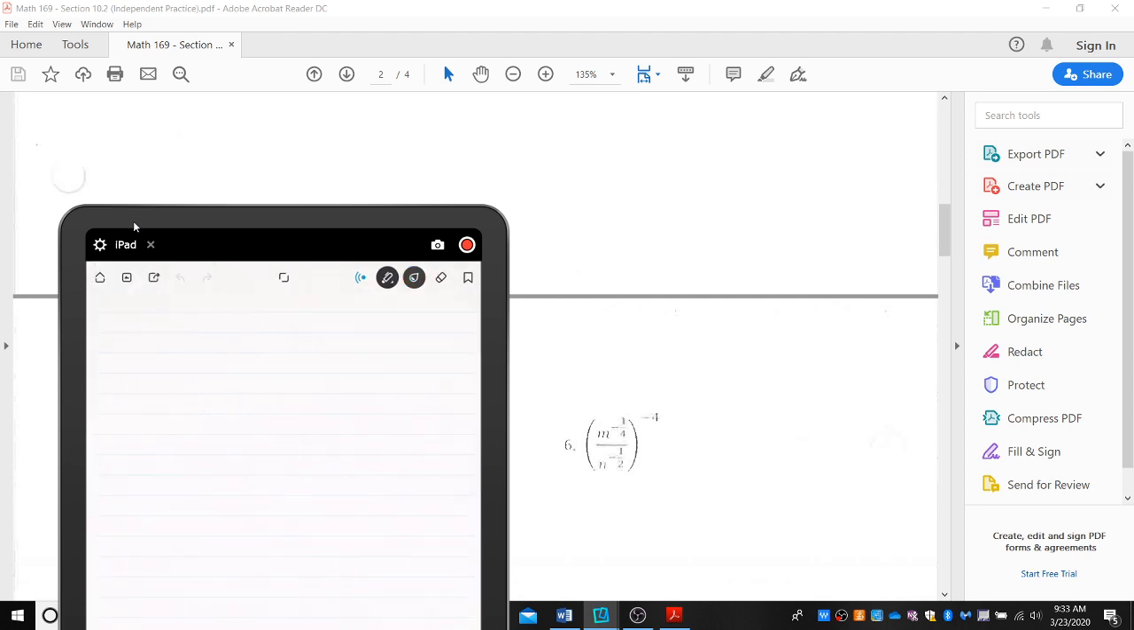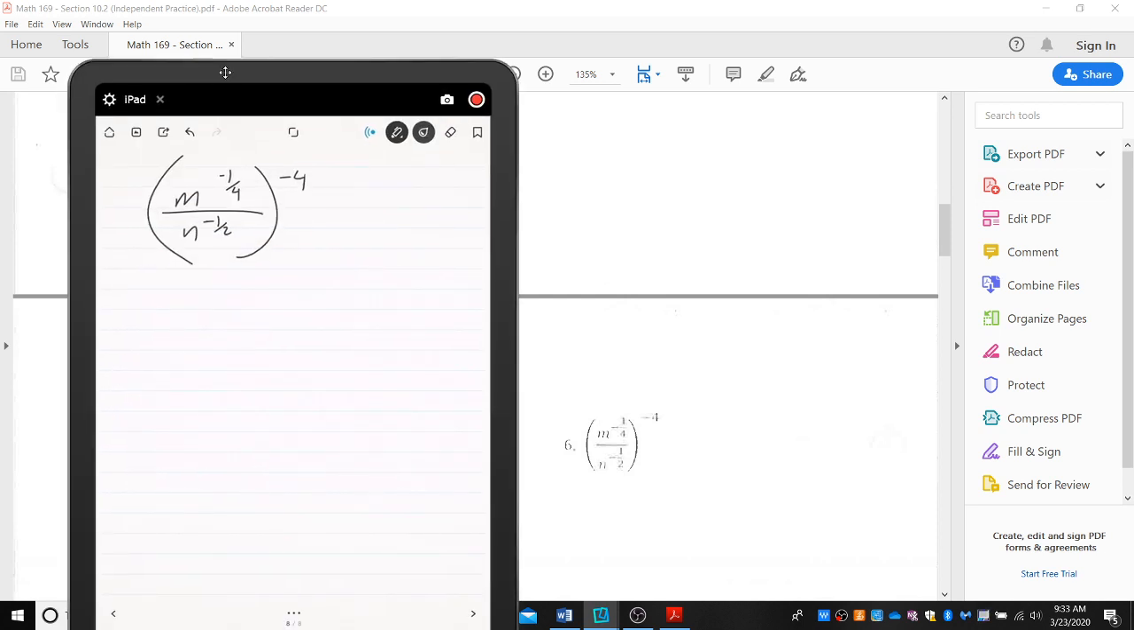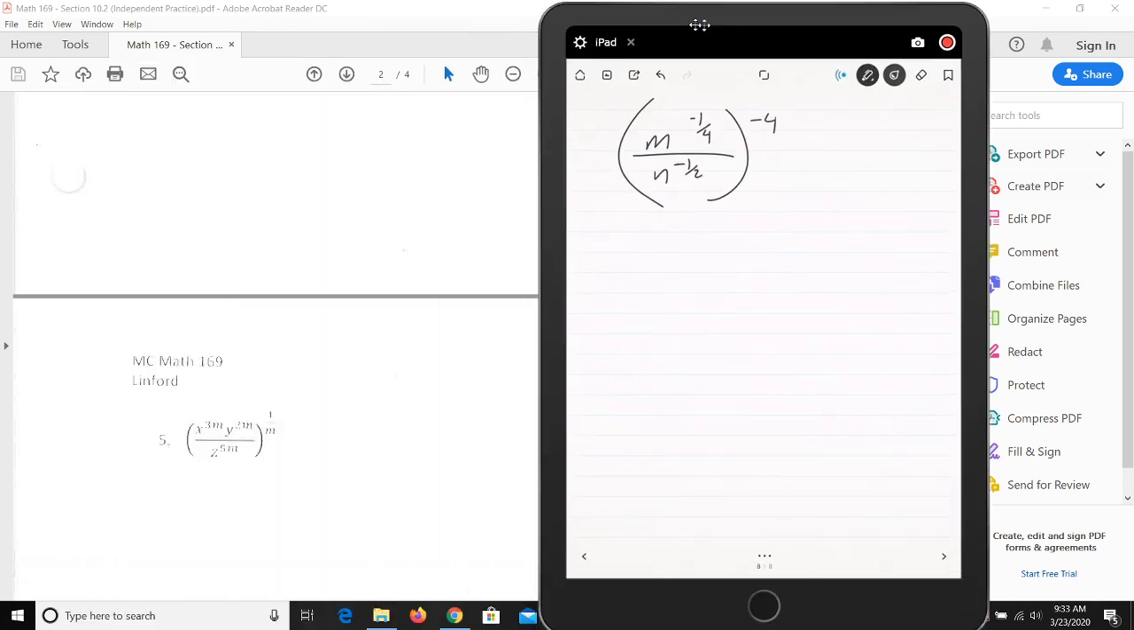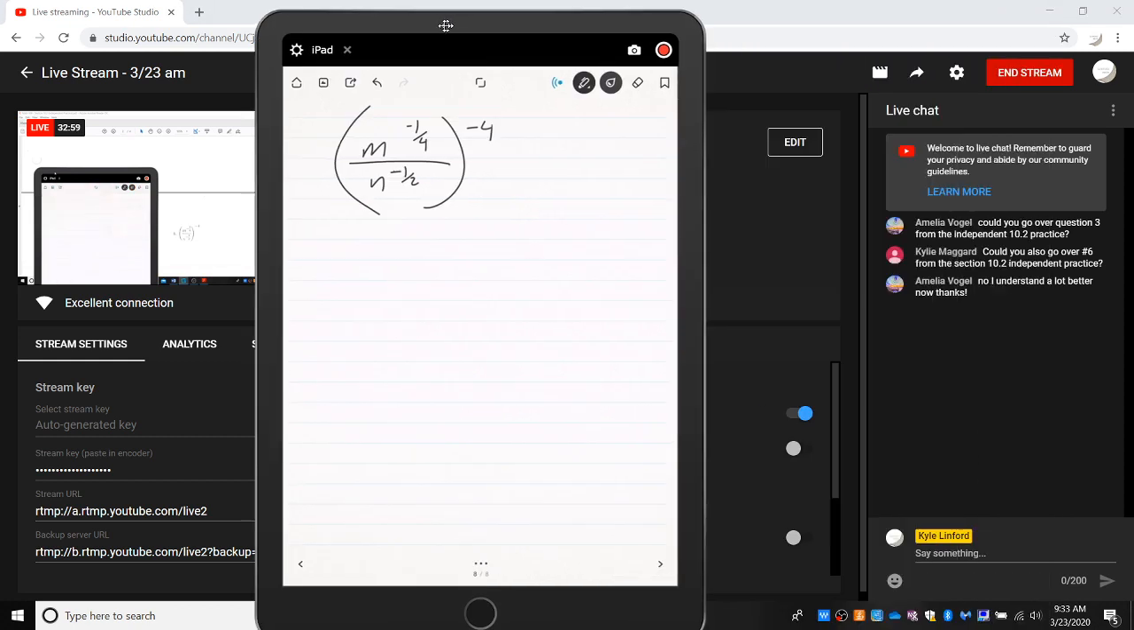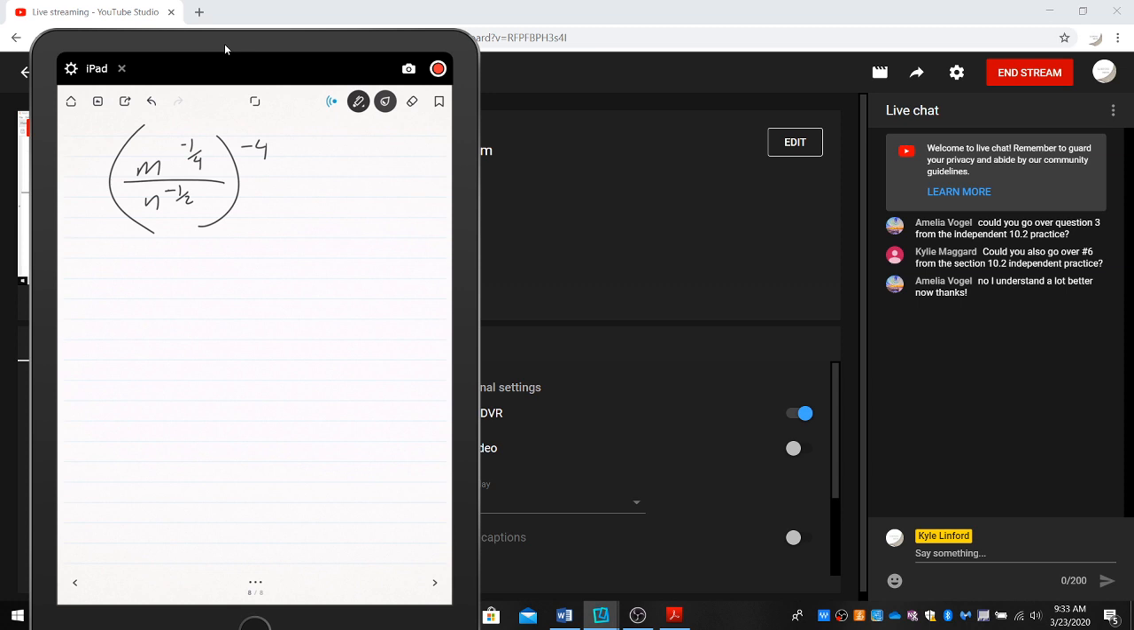All right, let's start with m to the negative 1/4 power all over n to the negative 1/2 power, and this whole thing is to the negative 4 power. Okay, a couple of ways of going about doing this. I hope people recognize that these look very similar to the work we've done before with exponents. Now, Kylie, there's a couple ways of going about simplifying this problem.